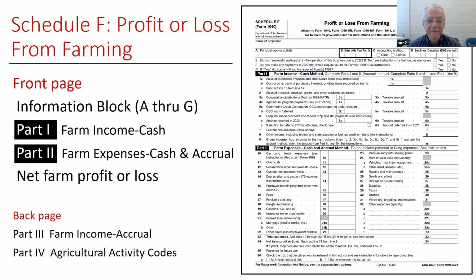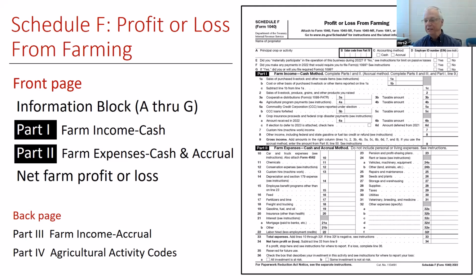The Schedule F is the profit and loss from farming, and this is the front page of the Schedule F. You'll notice it really has 3 sections. The top section is the information block. Part 1 is where we report farm income, if we're reporting on the cash method, and we'll talk about that in a moment. Part 2 is where we report expenses, regardless of whether you use the cash or accrual method of accounting. And then the net profit is calculated down here on line 34.